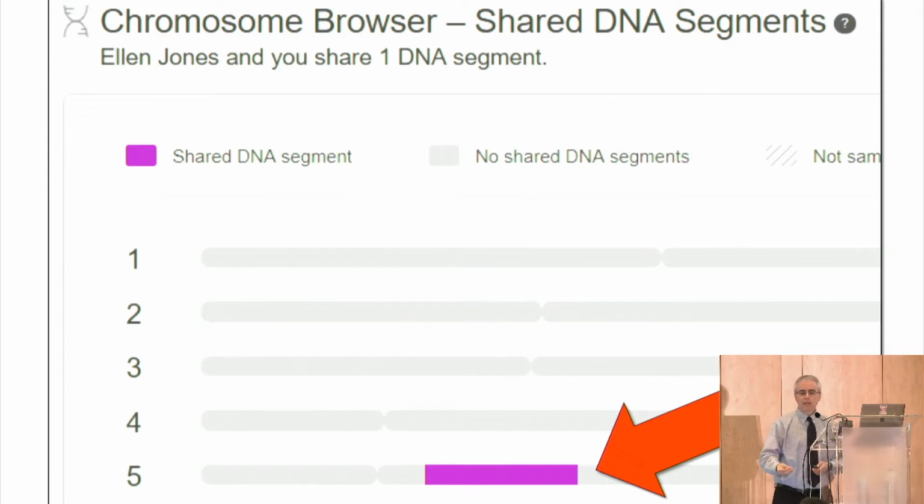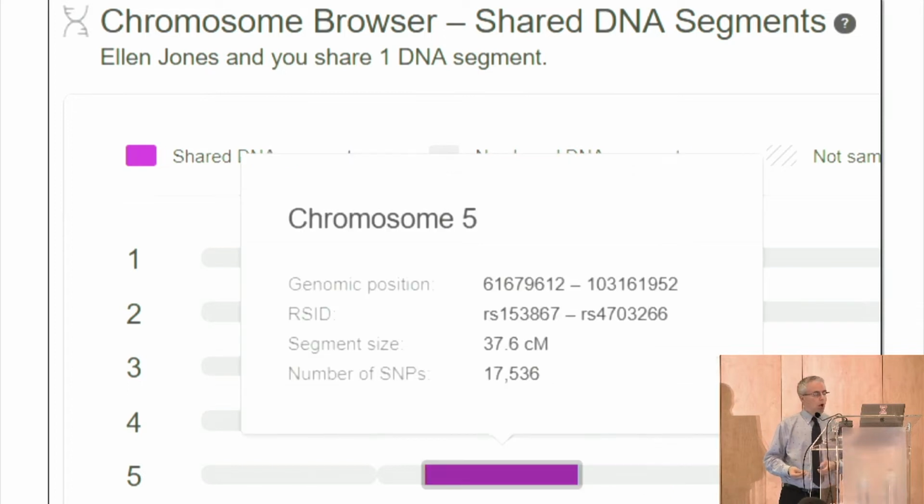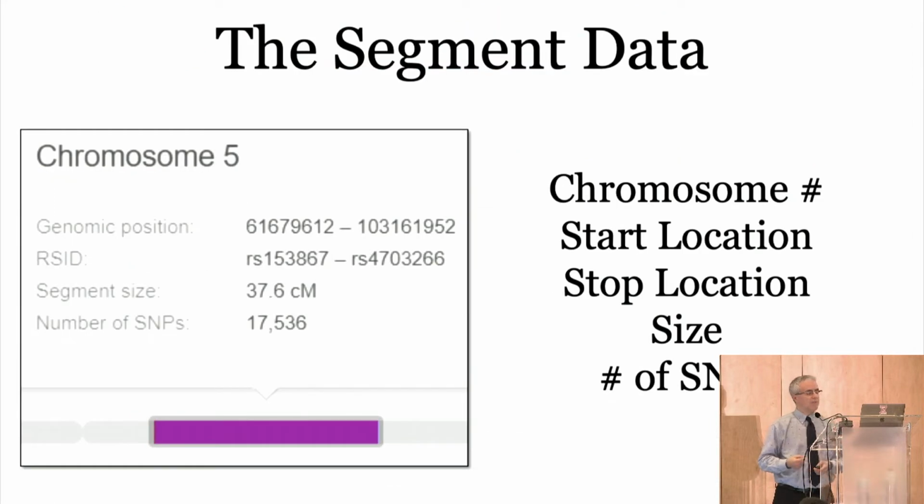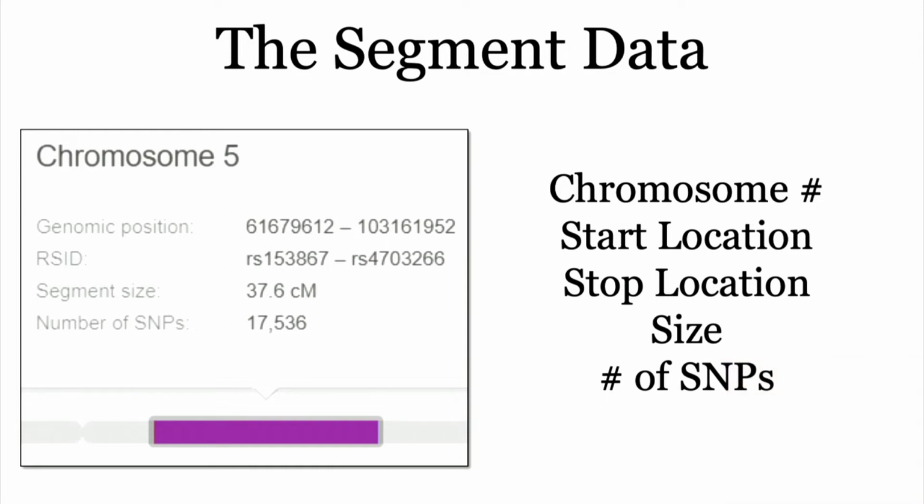So when I click on that particular piece, up comes a pop-up with that segment information, with the GPS coordinates that I need to be able to take this from here and put it into software where I can keep track of all of these pieces of DNA. All right, so here, for example, it's on chromosome 5, right? We have that same piece of information, the chromosome number, where it starts, where it stops, the size of the piece, and the number of SNPs that were tested.